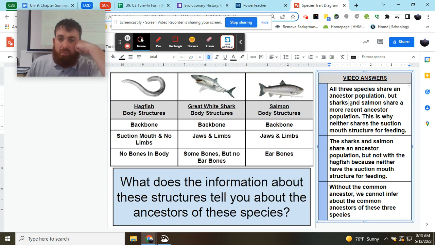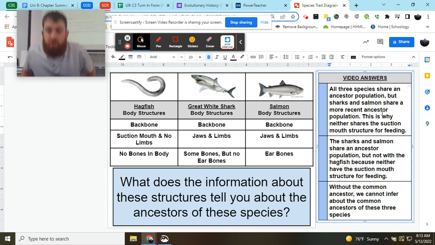All three species share an ancestor population, but sharks and salmons, these two, have a more recent ancestor population. This is why neither shares the mouth structure. So we see here that they don't have that suction mouth structure for feeding, they use jaws.